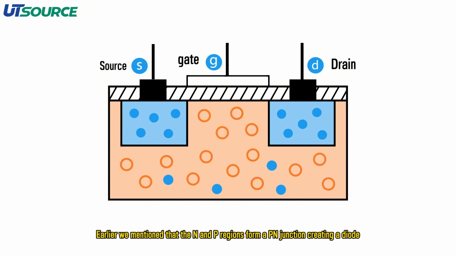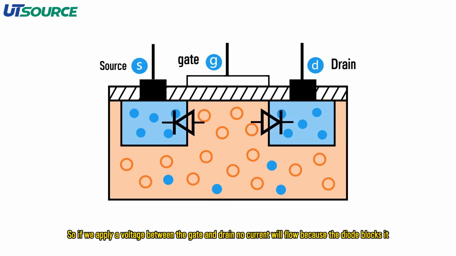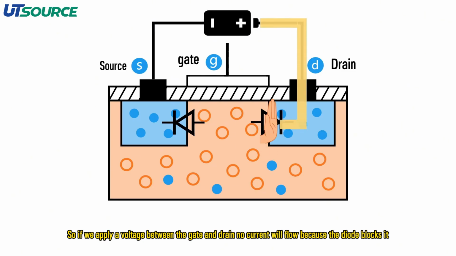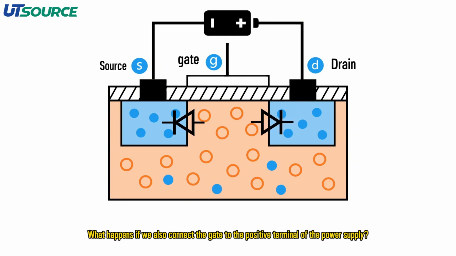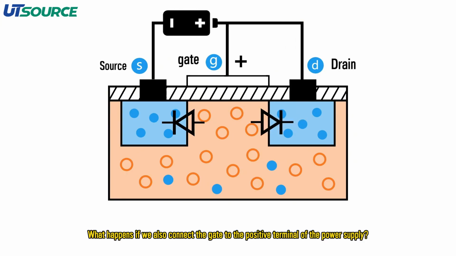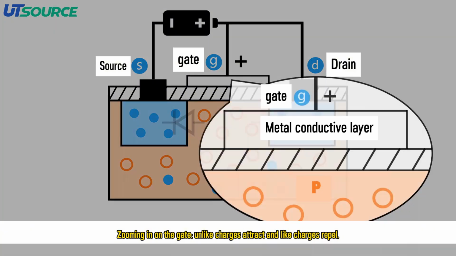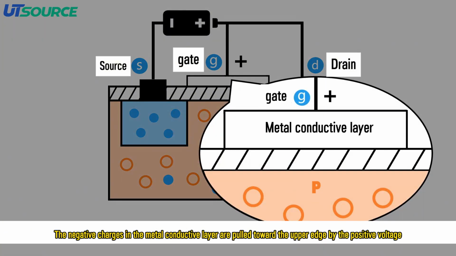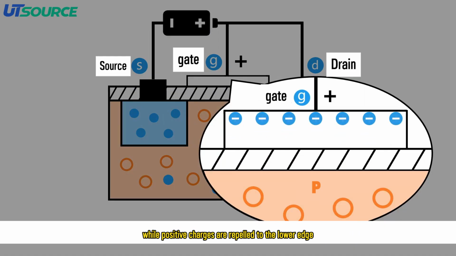Earlier we mentioned that the n and p regions form a p-n junction, creating a diode. So if we apply a voltage between the gate and drain, no current will flow because the diode blocks it. What happens if we also connect the gate to the positive terminal of the power supply? Zooming in on the gate, unlike charges attract and like charges repel. The negative charges in the metal conductive layer are pulled toward the upper edge by the positive voltage, while positive charges are repelled to the lower edge.